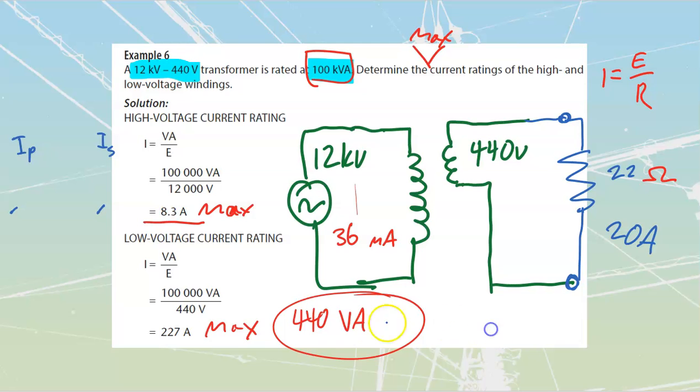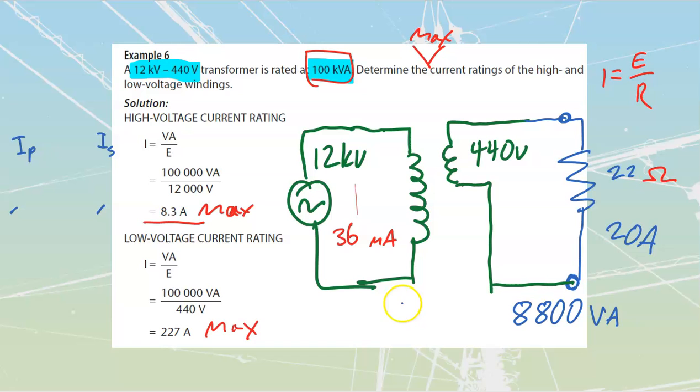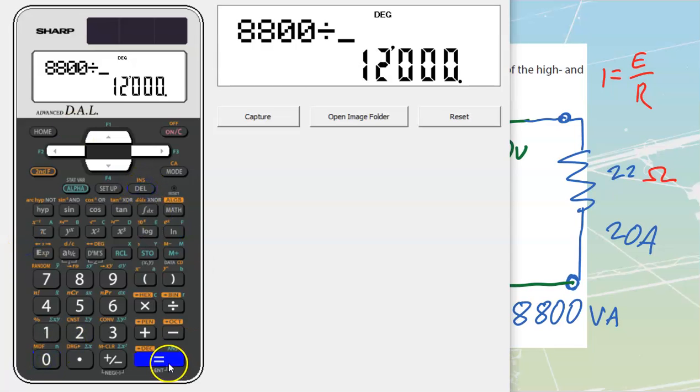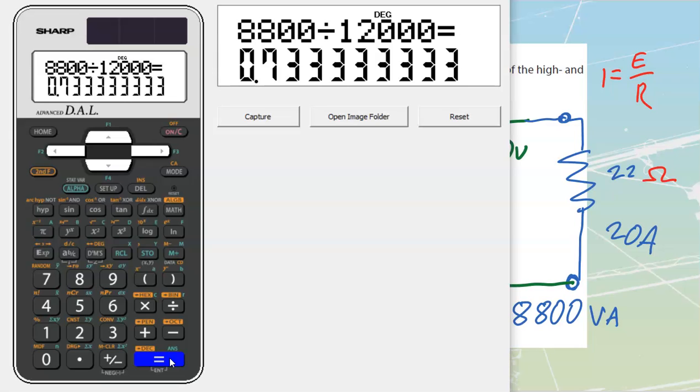What's my VA? We can calculate that. We take 440 multiplied by 20, which gets us to 8,800 VA, which means my primary side would also be supplying 8,800 VA. That 8,800 VA is going to result in current flowing inside of here. How much is it? We'll take a look. My VA, 8,800, divided by my voltage of 12,000 equals a value of 730 milliamps.